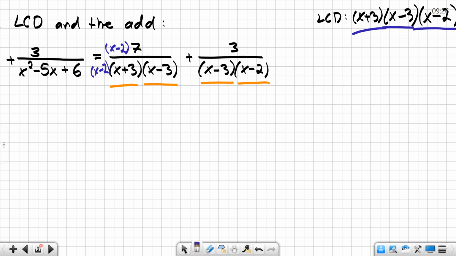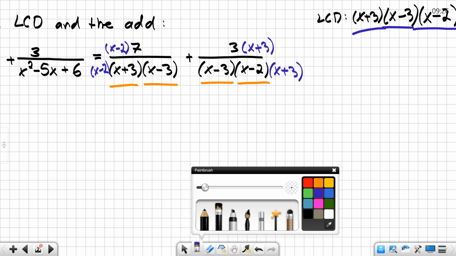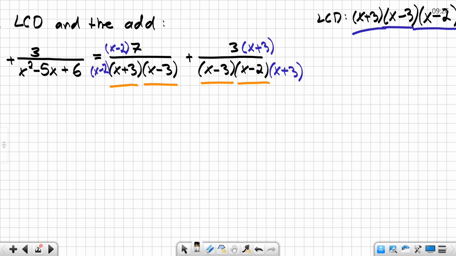Now I'm looking over on the right side. There is a factor of x plus 3 missing. So I'm introducing it on the top and the bottom. Now I didn't change anything in the values again. I was just introducing an extra factor on the top and the bottom.